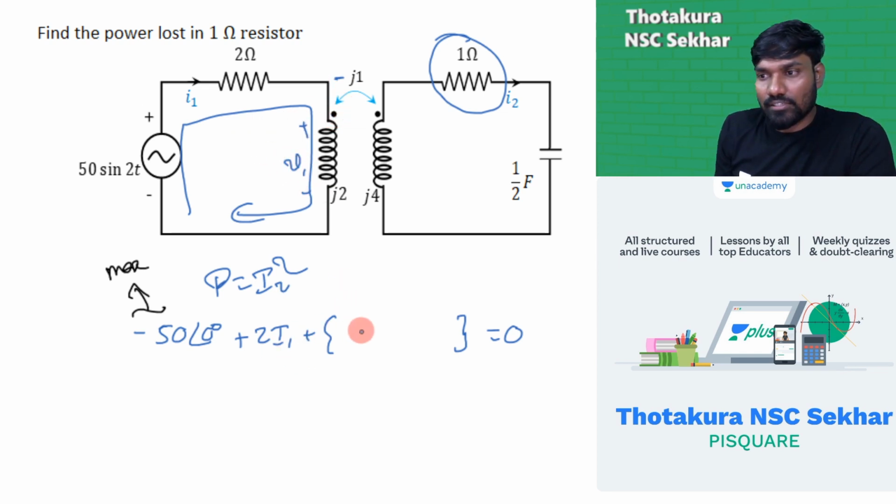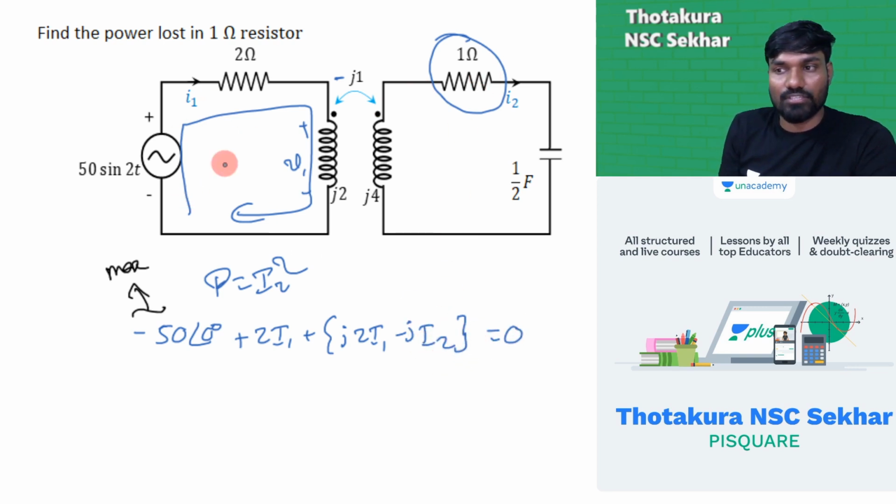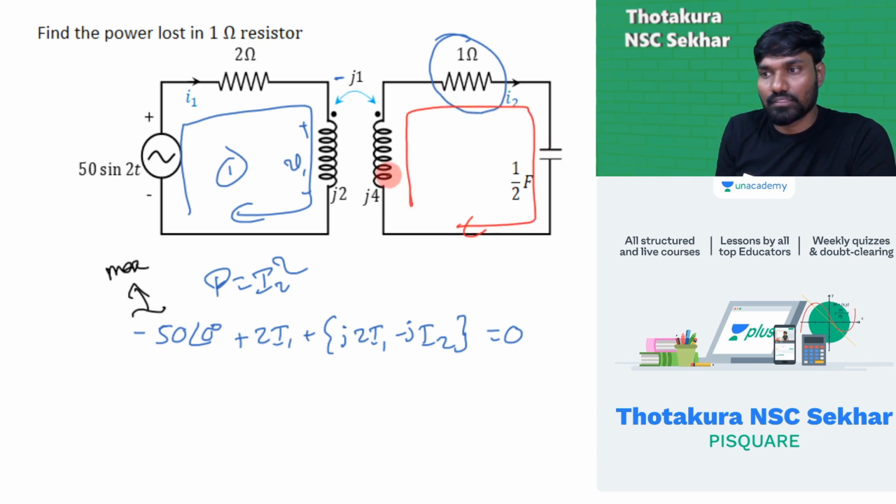Now V1 is equal to J2 into this current I1 and minus J1 this current I2, minus J I2 is equal to 0. Okay, this is the first equation. The second equation, this is the second equation. Plus minus, this is V2. Careful with this, this is plus and minus V2.